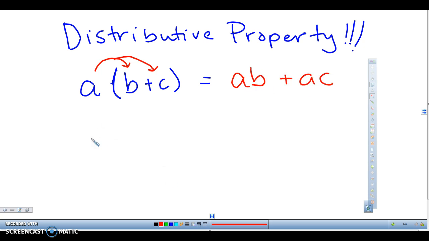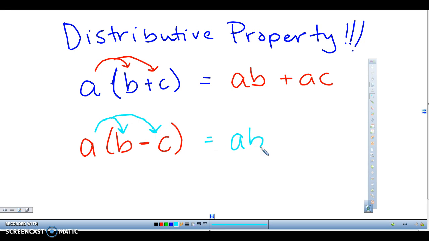Make sense? It also works if what I have in the parentheses is being subtracted, like A times B minus C. Again, I can distribute all the way through so that I get AB minus AC. The symbol inside the parentheses stays when I distribute. Give me an example of that using real numbers, and then you are done.